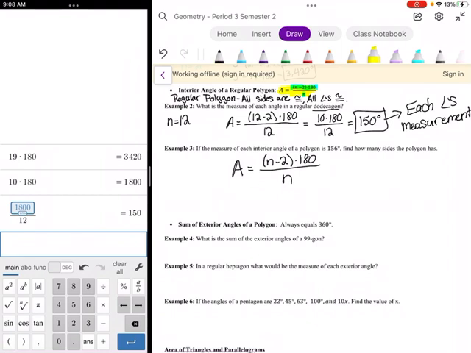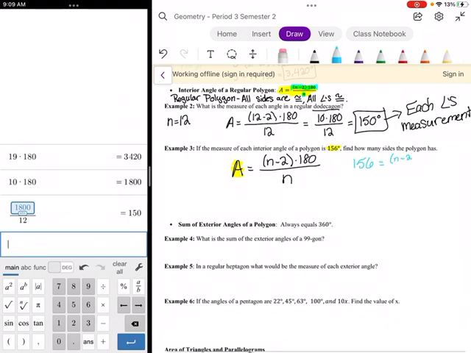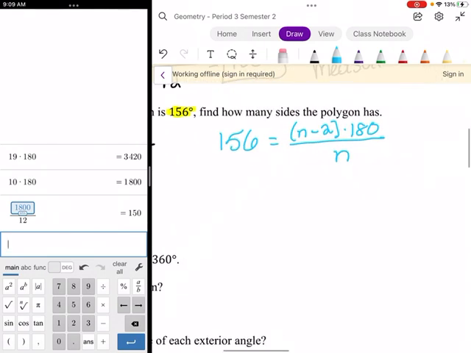And what we know is that each angle in a regular polygon is 156. So we're going to replace that a with 156. So we have 156 equals n minus 2 times 180 all over n. And the first thing we're going to want to do is to get rid of that n in the denominator. So we're going to start by multiplying both sides by n.